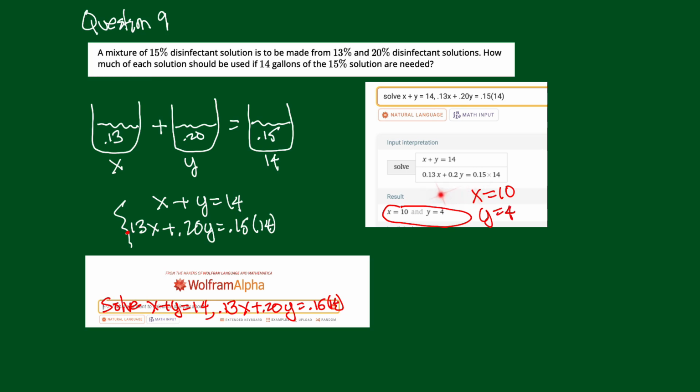Well, look at your picture. X is the amount of the 13% solution, right? So how much of the 13% solution are we going to use? We are going to use 10 gallons. And then what is y? That's going to be a 4, but what is y? Y is the amount of the 20% solution. So how much of that 20% solution are we going to use? We're going to use 4 gallons.